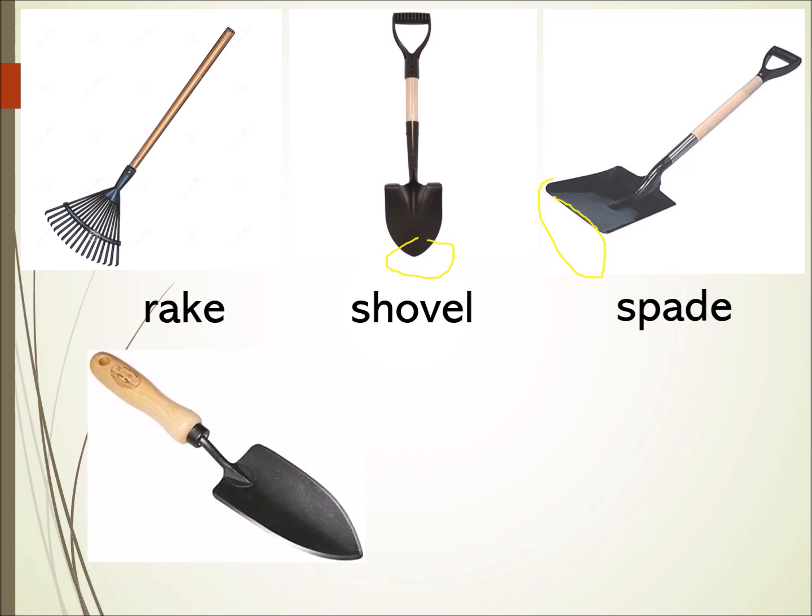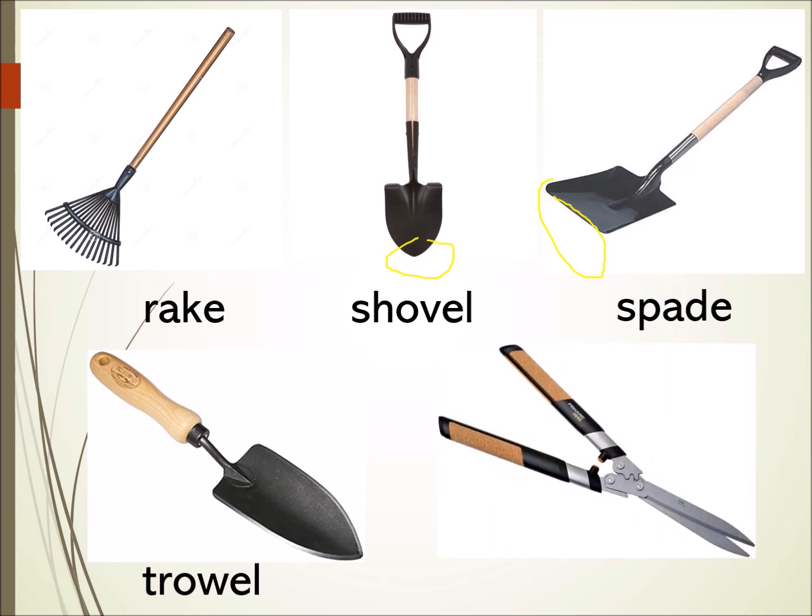And then what do you call this? This one is bigger and this one is smaller. This one you usually use to loosen the soil and so on. So we name it a trowel. Trowel. And the last one, what do you call this? This is not a pair of scissors, but a pair of shears. Shears.